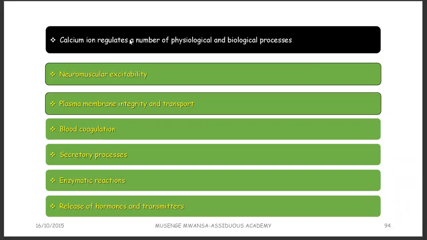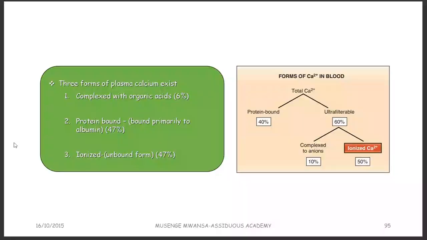Calcium ion regulates a number of physiological and biological processes. It's involved in neuromuscular excitability, plasma membrane integrity and transport, blood clotting, and secretory processes. Calcium is actually a second messenger. It is involved in enzymatic reactions and the release of hormones and transmitters. Calcium is very vital.